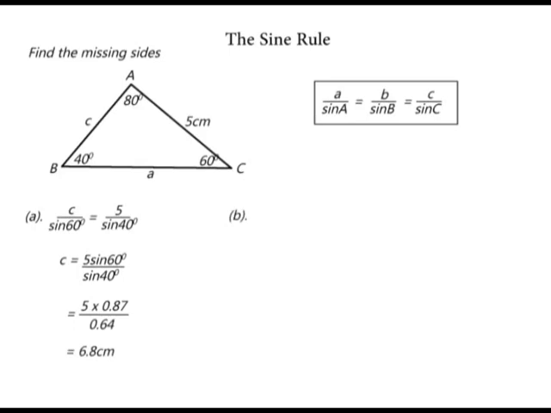We find side A now. Side A is opposite to angle 80 degrees. So we say A over sine 80 degrees should be equal to 5 over sine 40. And therefore A is equal to 5 over sine 40 times sine 80 degrees. That is 5 over 0.64 times 0.98. That gives us 7.7 centimeters, correct to one decimal place.